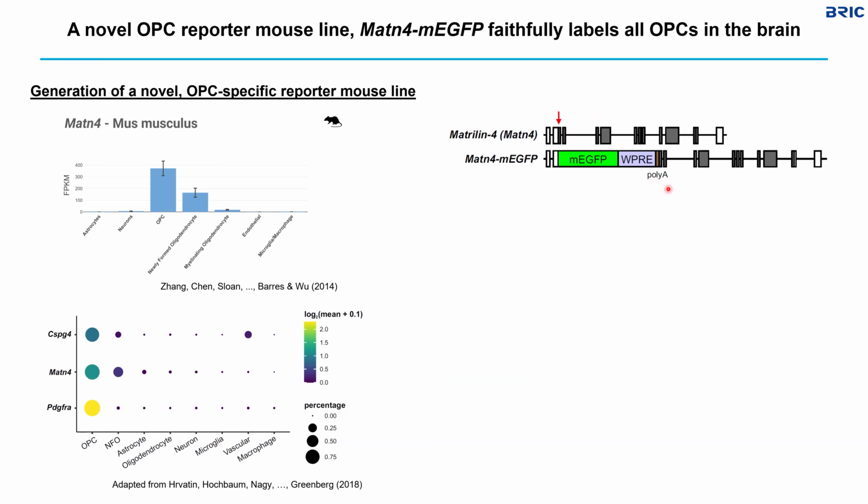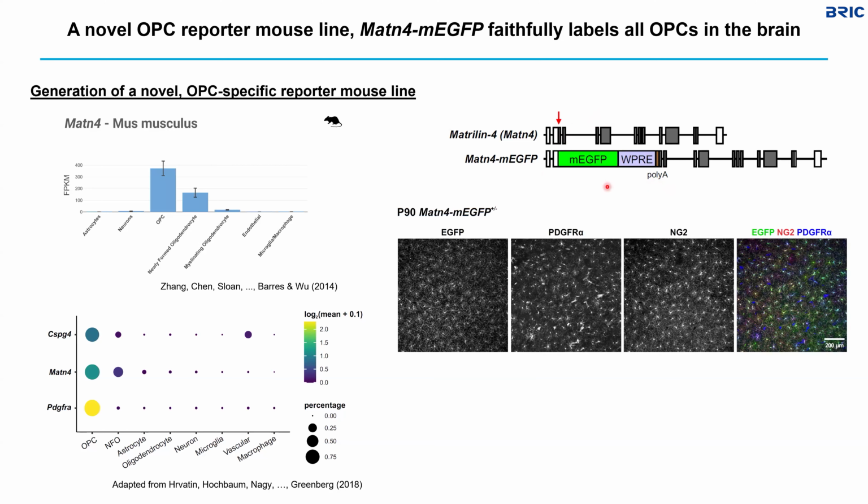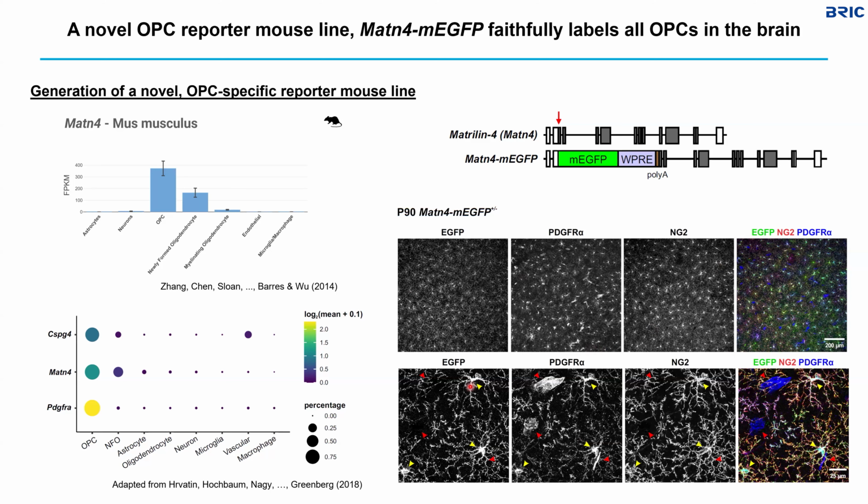If you were to look at the mouse brain of this animal, you can see that all of the EGFP positive cells co-localize with known markers of OPCs, PDGF receptor alpha and NG2. If you zoom in, you can see that EGFP positive cells are double positive for PDGF receptor alpha and NG2. But the EGFP signal is absent in PDGF receptor alpha only perivascular fibroblasts, further showing the specificity of this reporter mouse line to oligodendrocyte precursor cells.